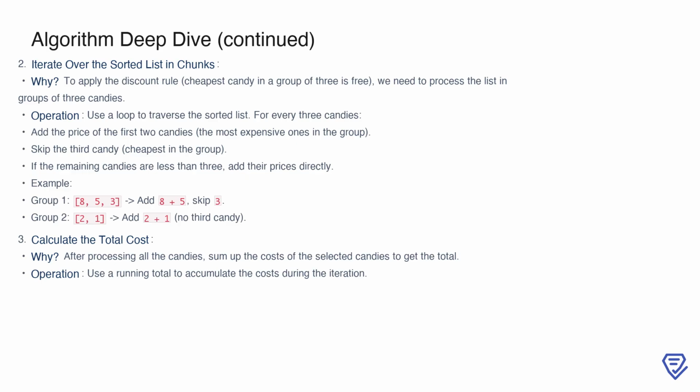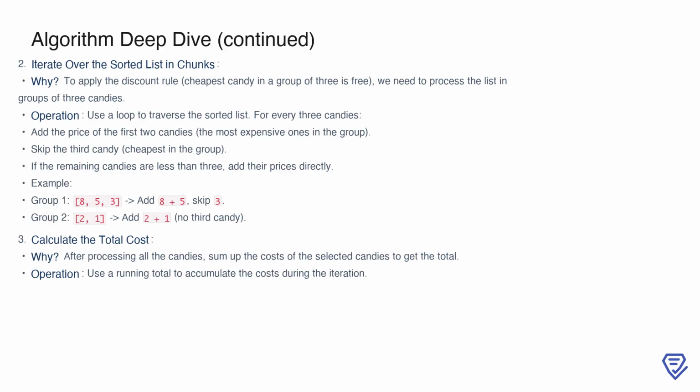For every group of three candies, we add the prices of the first two candies, which are the most expensive ones in the group, and skip the price of the third candy since it's free. This ensures that we maximize the overall discount. If the number of candies remaining is less than 3, we simply add their prices directly to the total without skipping any. For example, consider the sorted list 8, 5, 3, 2, 1. In the first group, 8, 5, 3, we add 8 plus 5 and skip 3. In the next group, 2, 1, we add 2 plus 1 since there's no third candy to skip. The running total is updated as we process each group, and this sum gives us the minimum cost of buying all the candies.